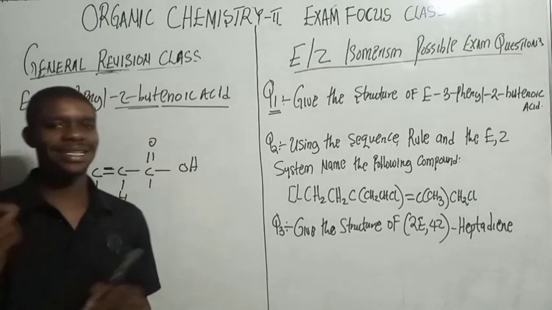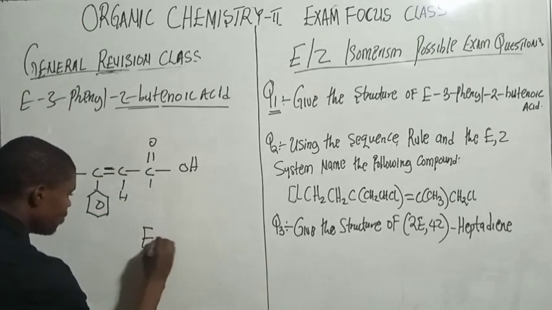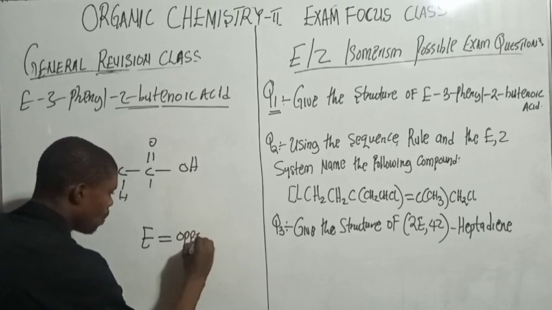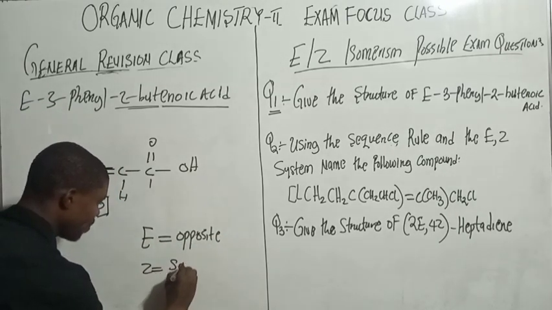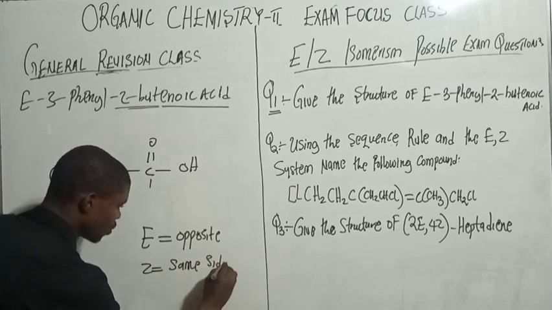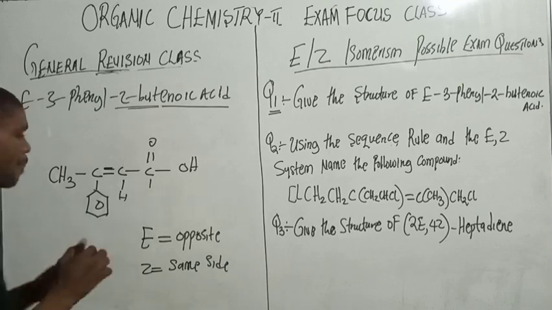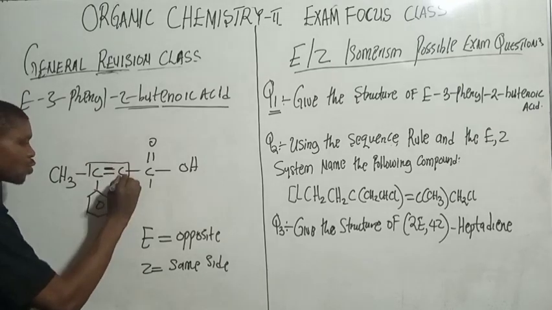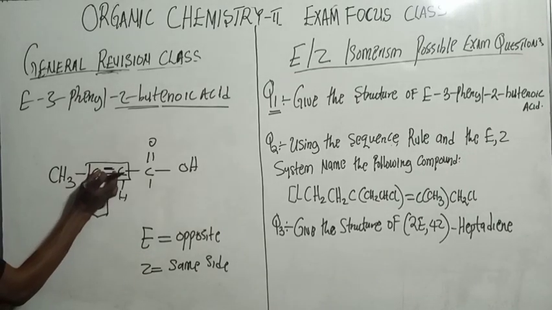Now, when it comes to E and Z isomerism, what you want to understand here is that E means opposite sides, and Z means same side. Okay. Now, when I talk about E and Z isomerism, your focal point should be between these two carbon atoms that carry the double bond here. So these two carbon atoms carry the double bond.